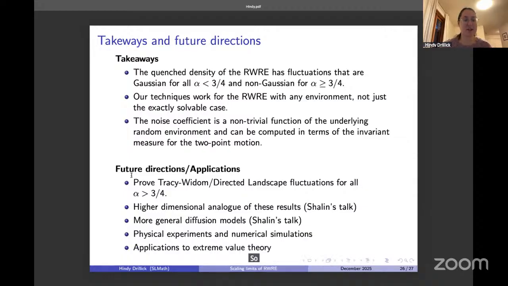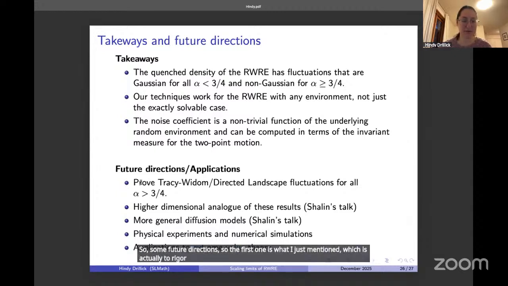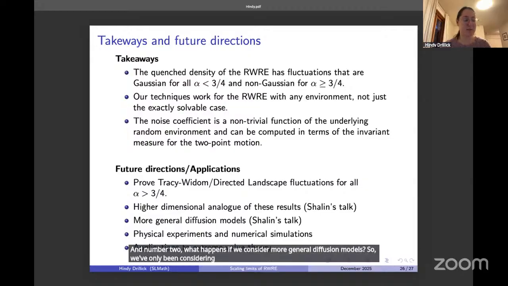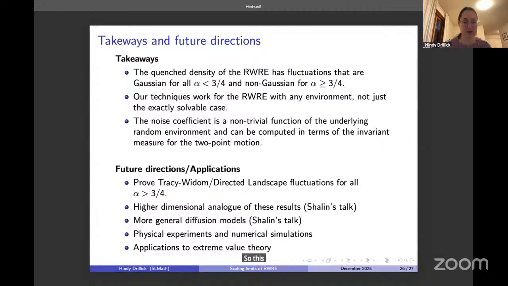So, some future directions. The first one is what I just mentioned, which is to rigorously prove the Tracy-Widom fluctuations for all alpha greater than 3/4. And then two natural generalizations that Shalin will talk about are, number one, what happens in higher dimensions, and number two, what happens if we consider more general diffusion models. We've only been considering nearest neighbor random walks. What if you consider non-nearest neighbor random walks, or even continuum models of diffusion in random media? This will be the subject of Shalin's talk.